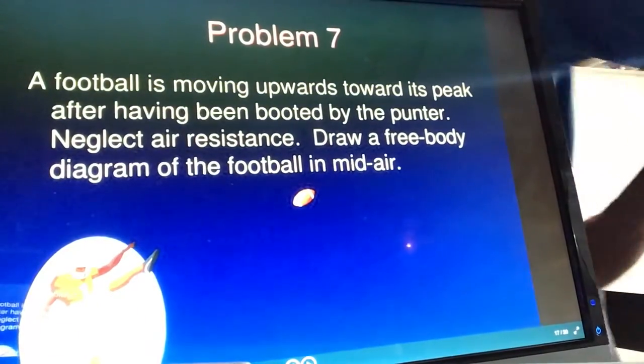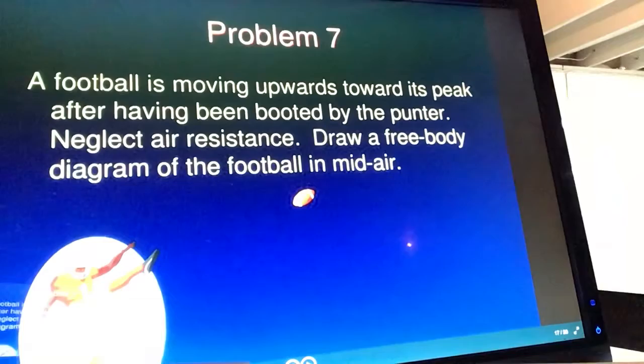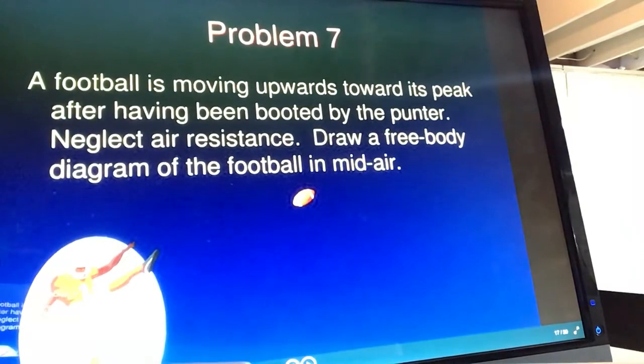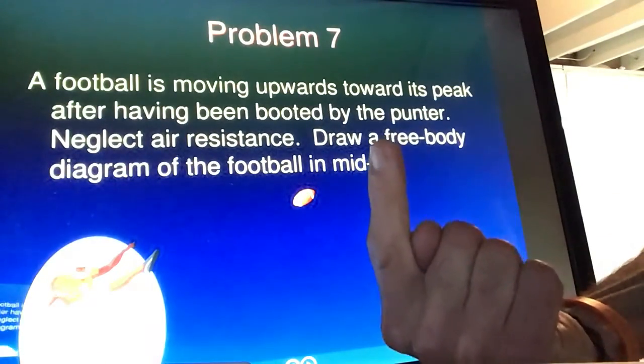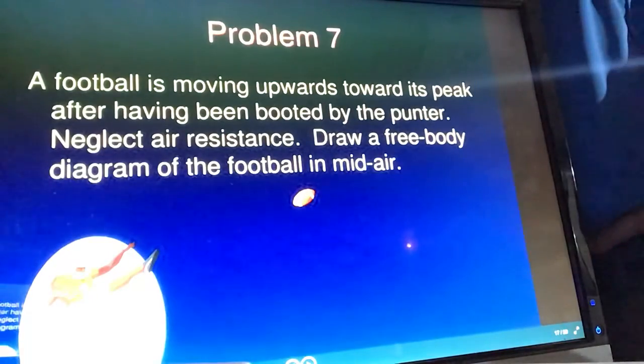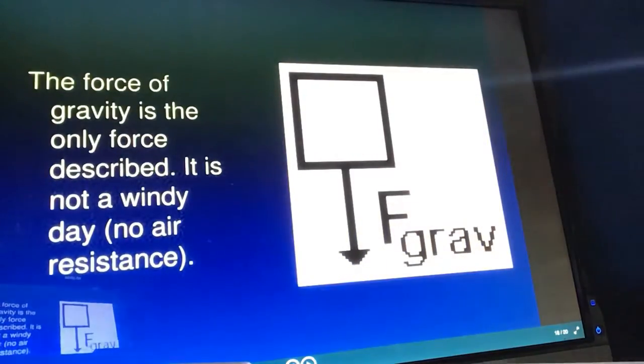And a football problem. This one comes up too. The football is moving upwards towards its peak after having been booted by the punter. Neglect air resistance. Draw a free body diagram of the football in midair. So we're just talking about upwards only. This problem comes up in your lab for tomorrow.